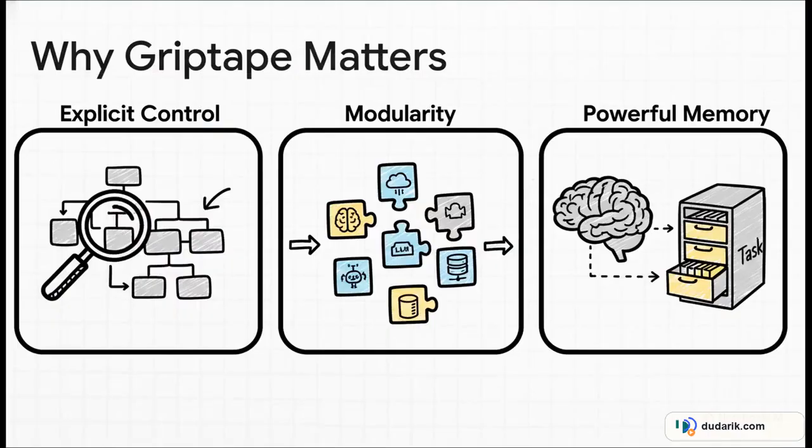So, after all that, why should Griptape be on your radar? I think it boils down to three huge things. Number one, explicit control. It leads to AI that's predictable and, most importantly, debuggable. Number two, modularity. That driver system is your escape hatch from vendor lock-in. It gives you freedom. And number three, that powerful memory. Seriously, the task memory feature alone is a reason to check it out, especially for complex RAG workflows. It's a genuine game changer.